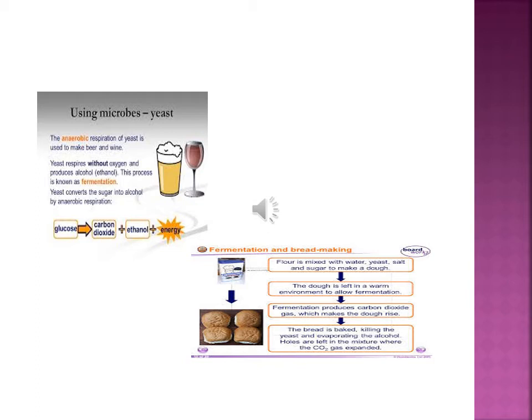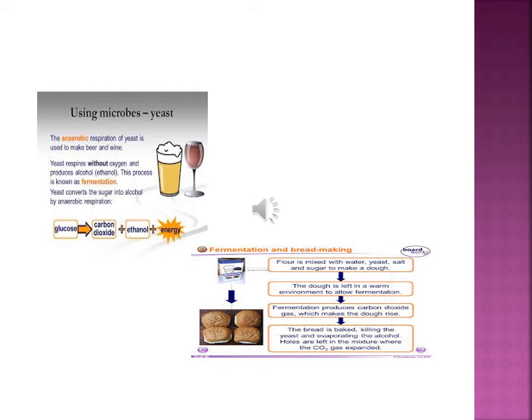Some examples are here. You can see two examples: making alcohol or wine, and bread making. Number one, making wine or alcohol. When yeast respires anaerobically, it produces alcohol in the form of ethanol. Ethanol is the only drinking alcohol, and other alcohols are very dangerous for health, so we can use only ethanol for drinking purposes. This alcohol is used in the brewing industry.